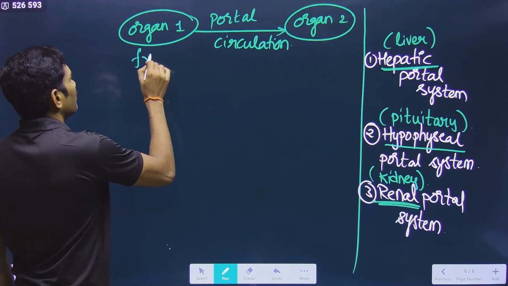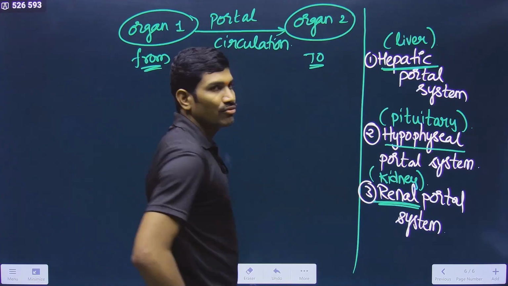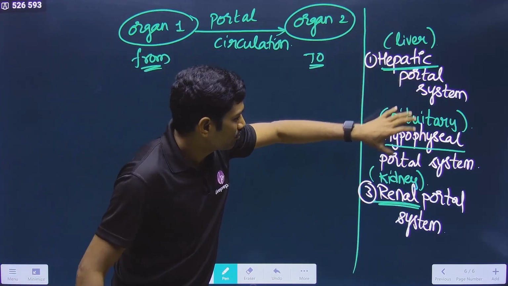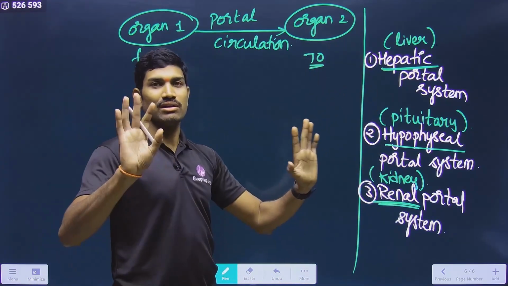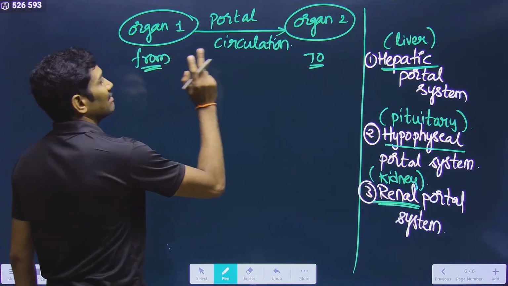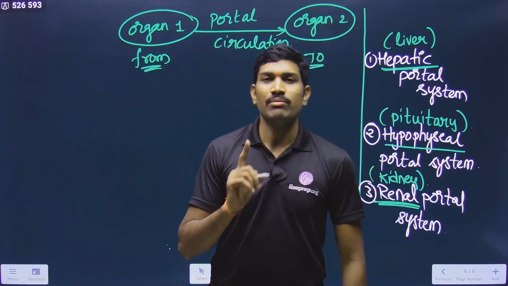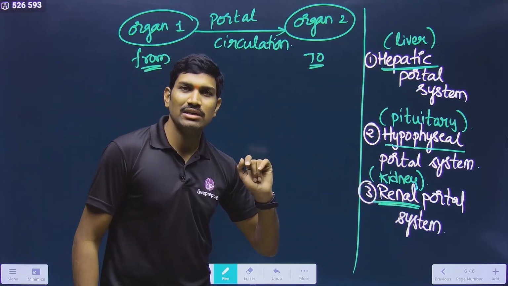This is the from organ, and this is the to organ. From and to are there. Now tell me, here we wrote only one organ name. In the hepatic portal system, liver is involved, nice. But is it from liver or to liver? This is very, very important. Many students make mistakes here. If you understand this, the same logic is applicable everywhere.